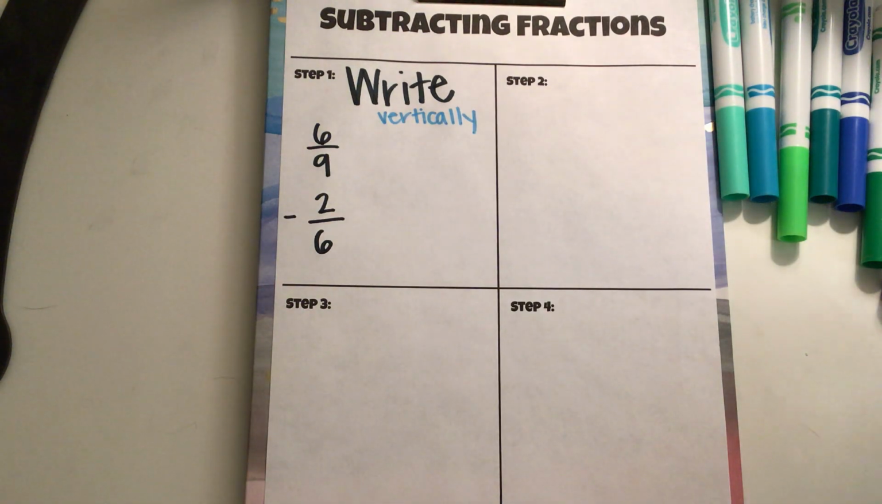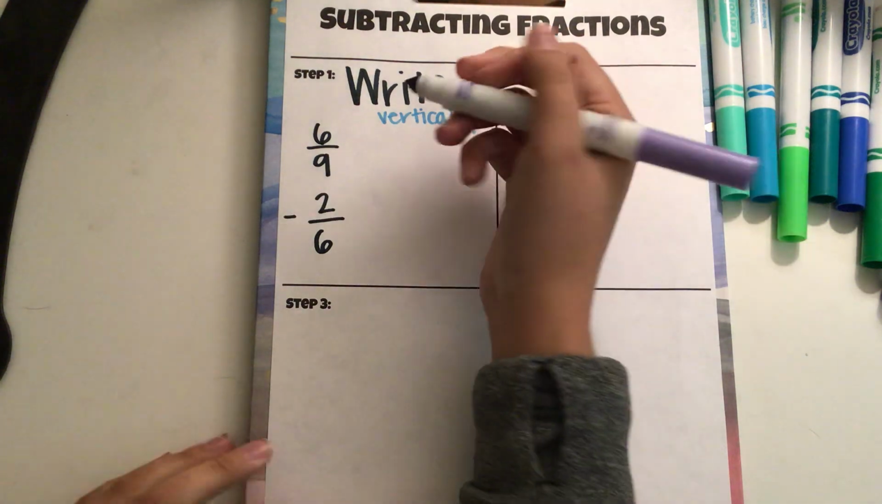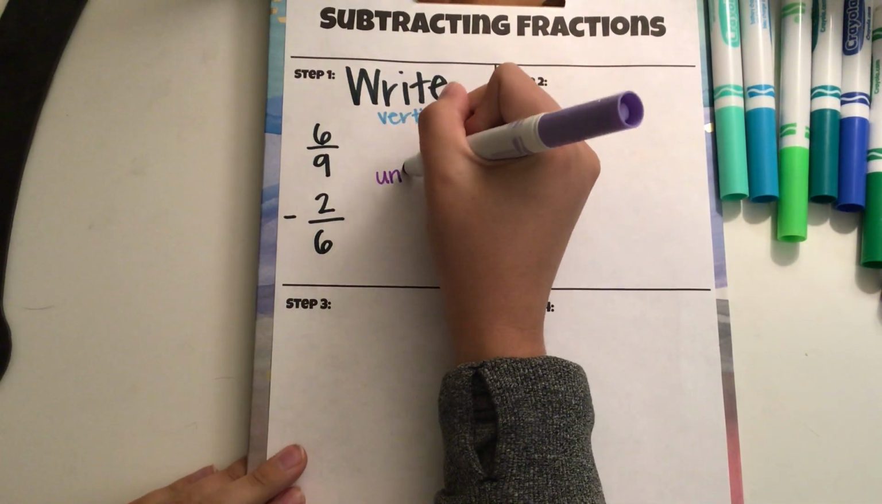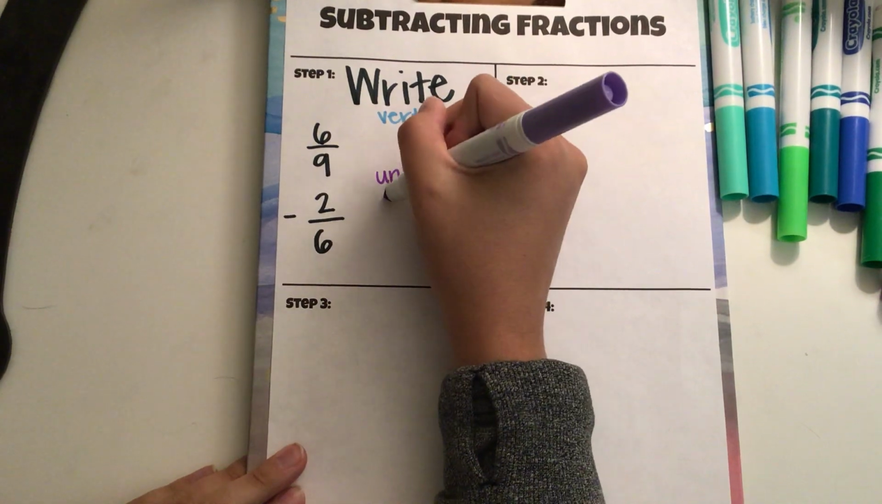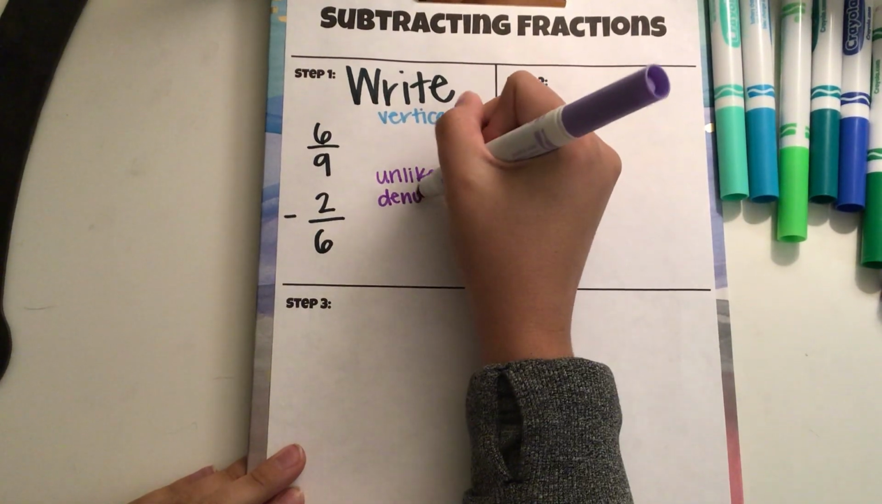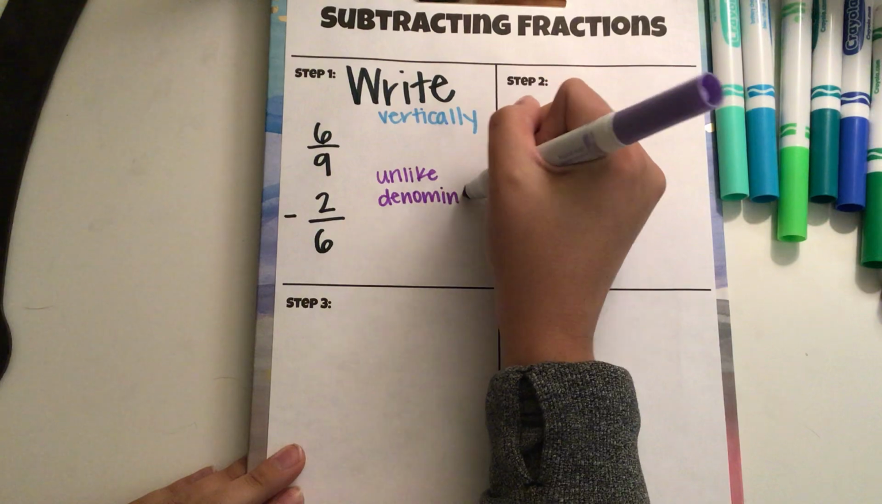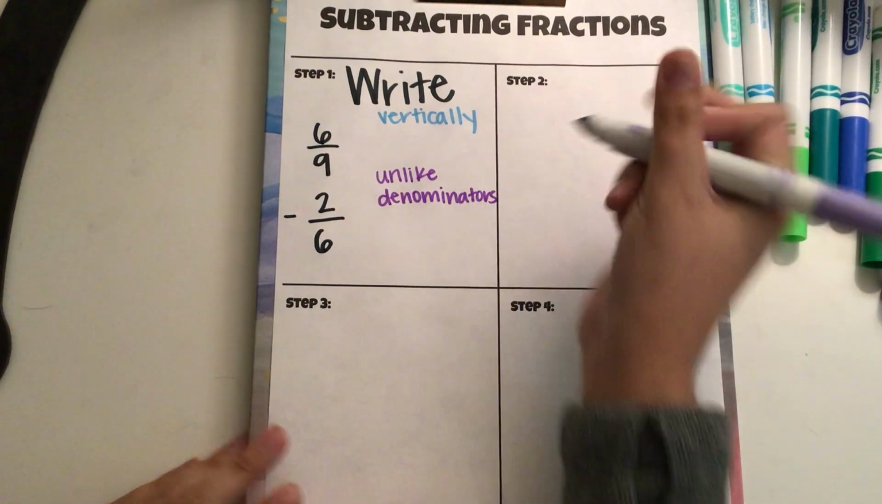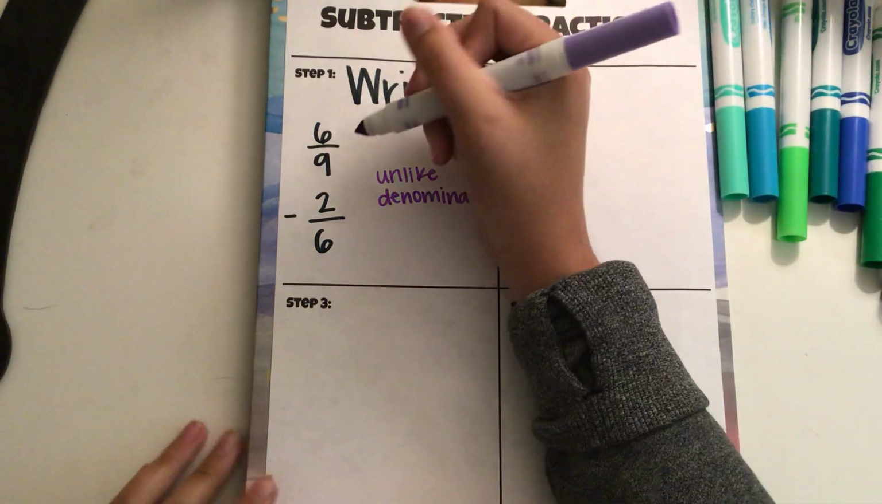And just another thing that we can point out right away, just like we did yesterday, is that we have unlike denominators. And when we have unlike denominators, that means we have to take a few extra steps in order to solve this problem. And these are the steps that we're going to take just like yesterday.